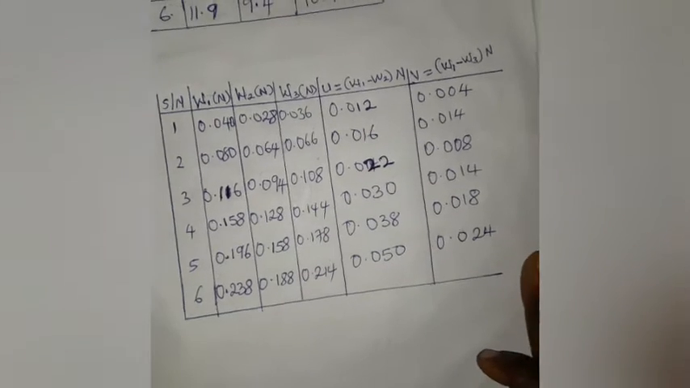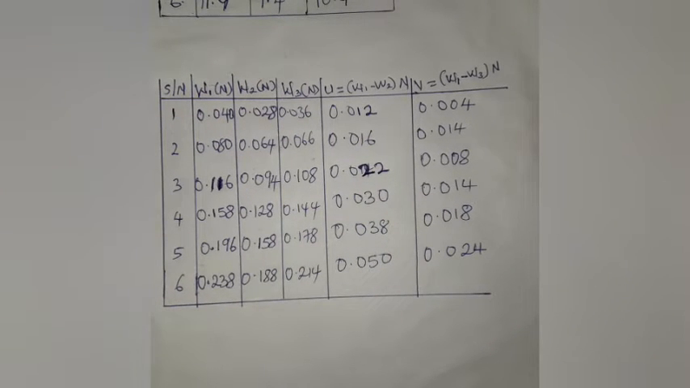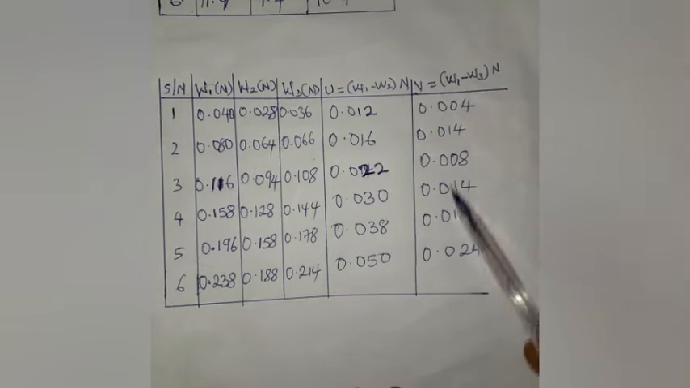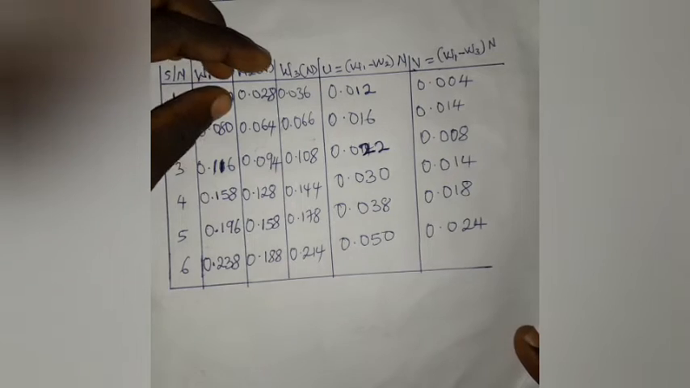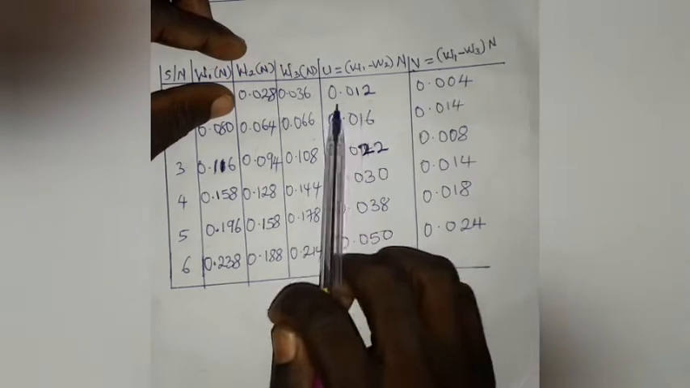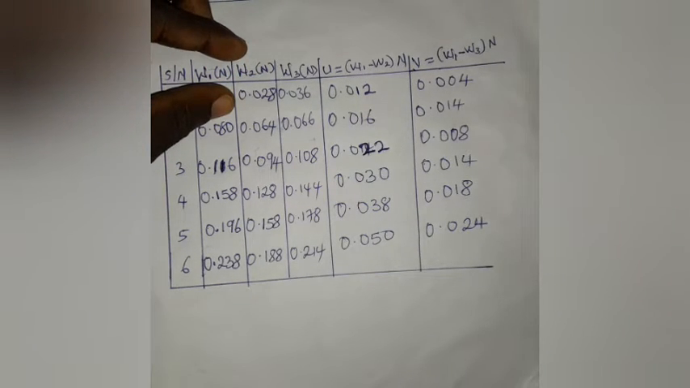Okay, now let's plot the points. In plotting the points, there's something I need to help you do to understand this better. If you look at these values, you see that they are very small values. What I normally do is write these numbers in powers of 10.